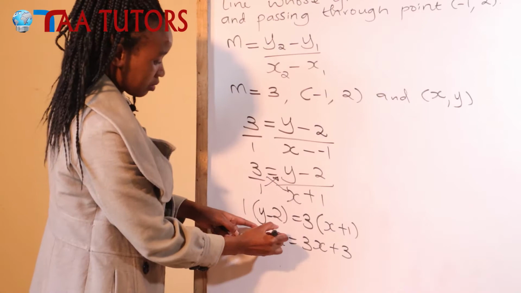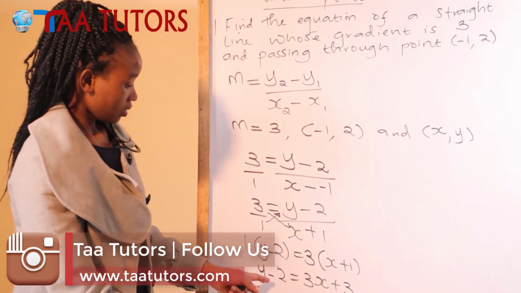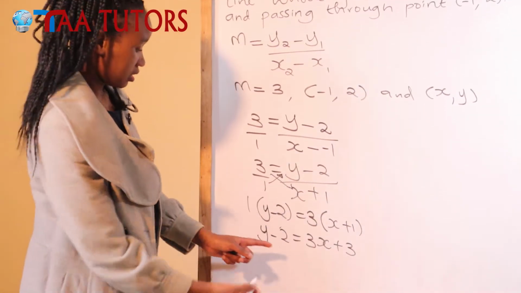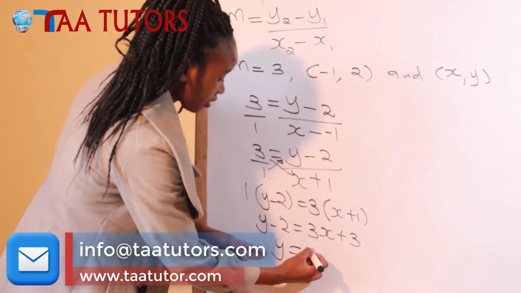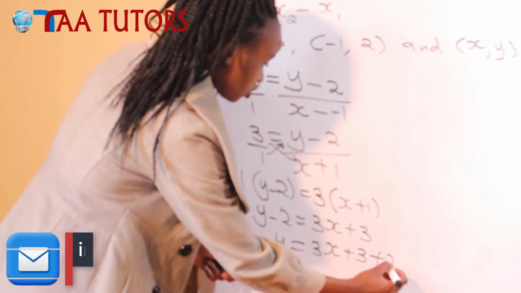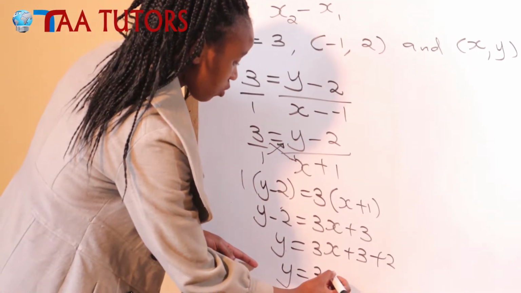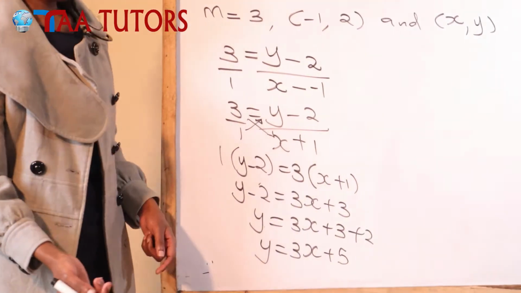We collect the like terms, so we take this -2 to the other side of the equal sign. When -2 crosses the equal sign, its sign changes to positive. So y equals 3x plus 3 plus 2. So the equation of our line is y equals 3x plus 5.